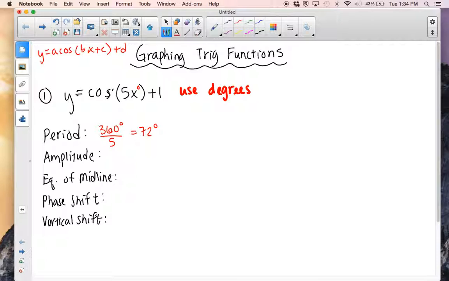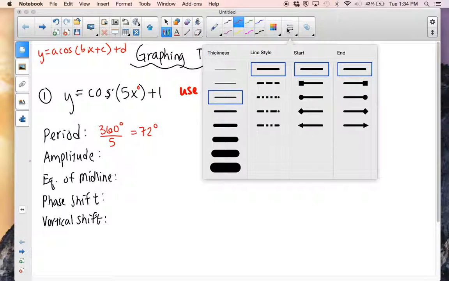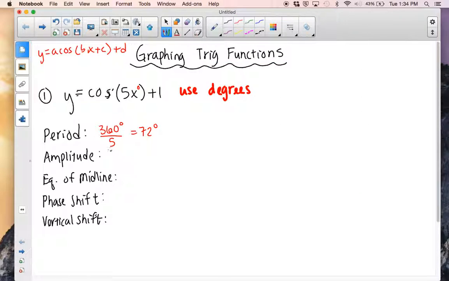Alright, so amplitude is always the absolute value of the number out front, that a value. So for this problem, it's just 1, hasn't changed. Equation of midline. I know that my vertical shift is 1, so my equation of midline is y equals 1. And the phase shift is negative c over b. So in this case, it's negative 0 over 5, which is 0. There is no phase shift. So I'm going to come over here, I'm going to graph.